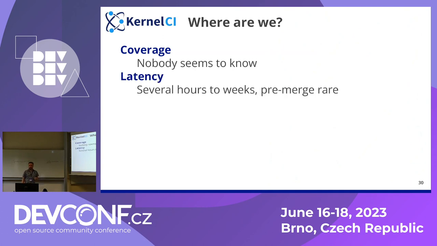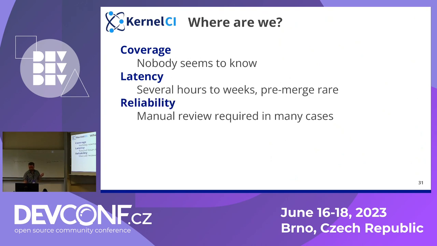Typically, it takes from several hours to multiple weeks to get results for your change or for whatever you merged in a tree. A lot of CI systems still do manual reviews of any complicated results, because there are still a lot of false positives and false negatives. And accessibility varies based on the CI system.